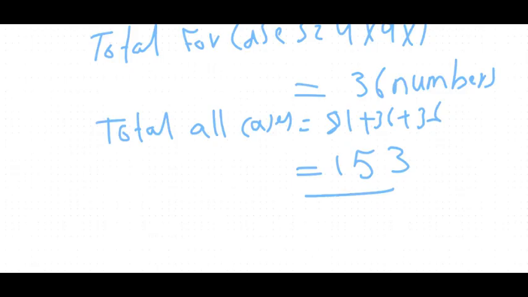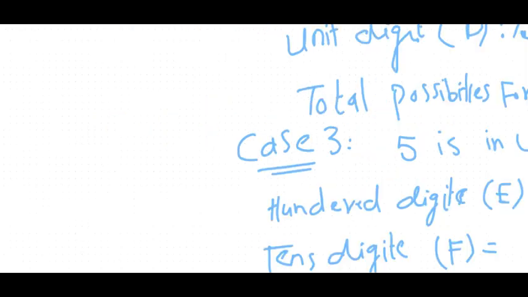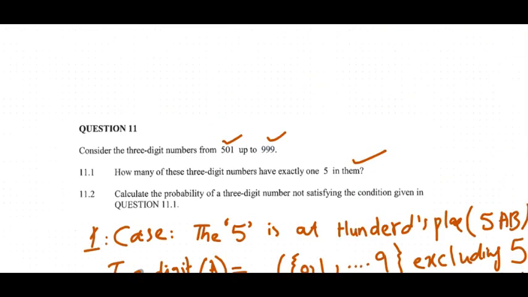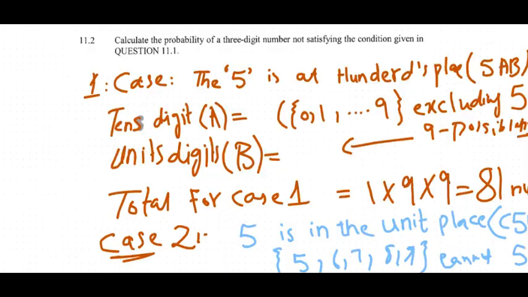So what is the next question in this? They say over here we have the question 11.1. Now they say 11.2, calculate the probability of a 3-digit number not satisfying the condition given in question 11.1. So we have to calculate the probability of 3-digit numbers. Okay, so let's find out.